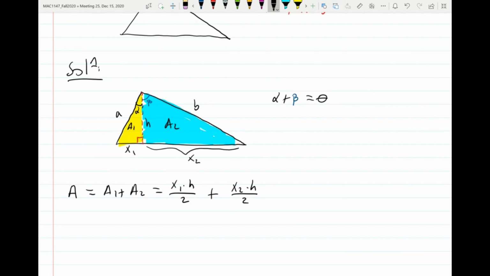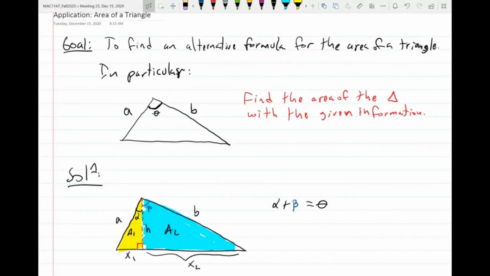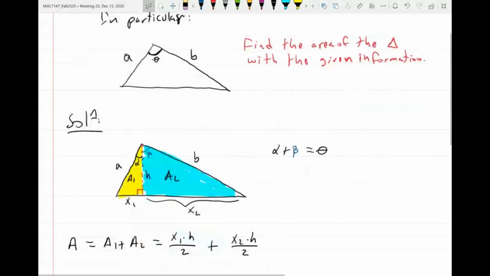Now, let's look at the yellow triangle and say something about H. Let's relate H and A. Yes, I want to do that. In the yellow triangle, we're going to say something about H and about X1. I don't want H or X1 in this formula. Remember, we're supposed to give an answer using only A's, B's, and theta. Theta is not clear where it's going to come from, but so far we can say something about A, and we can bring A and B into the picture.